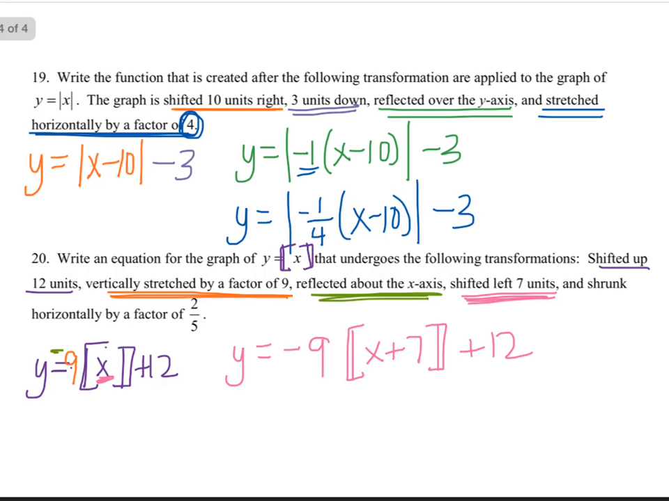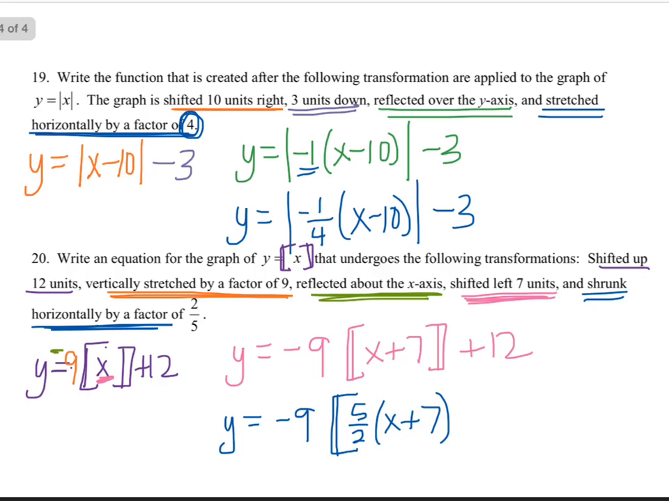And then finally, it says shrunk horizontally by a factor of 2/5. So again, for horizontal stretches and shrinks, you want to take the reciprocal of them first, whether you're looking at the function and you want to figure out what happened to it, or if you're trying to build the function, same way. So shrunk horizontally by a factor of 2/5 is going to become a 5 over 2. And again, we want to keep it separate from the left-right transformation, so put it in parentheses. Close your set brackets, plus 12. And that's the final equation.